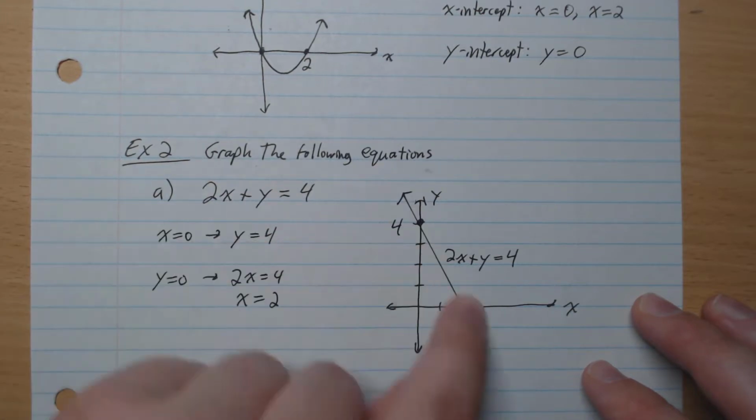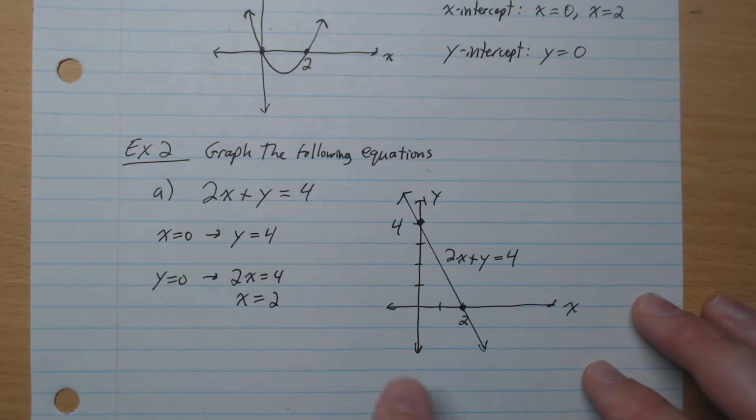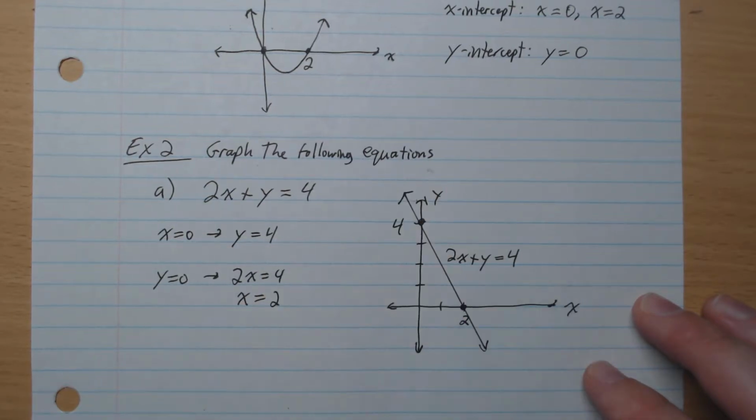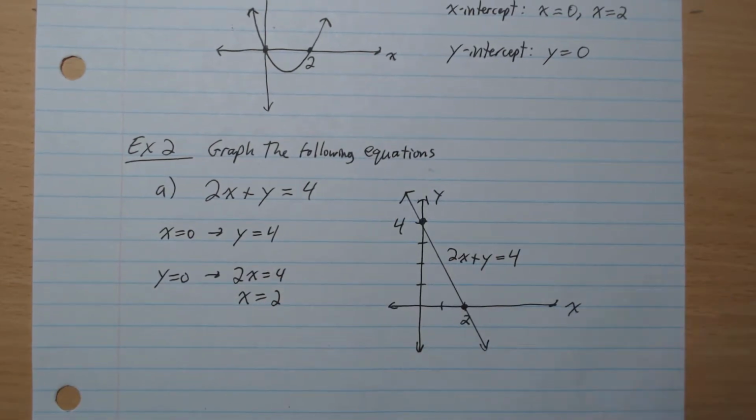And then now we simply connect the two, and then we write the equation beside the graph like that. So we got our arrows everywhere, labeled the axes, a few important numbers are written down, and you write down the equation. This is a perfectly good graph, like that.